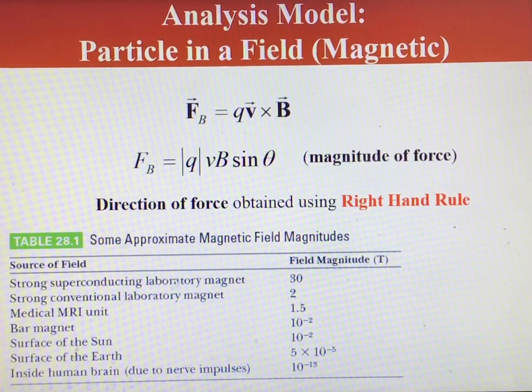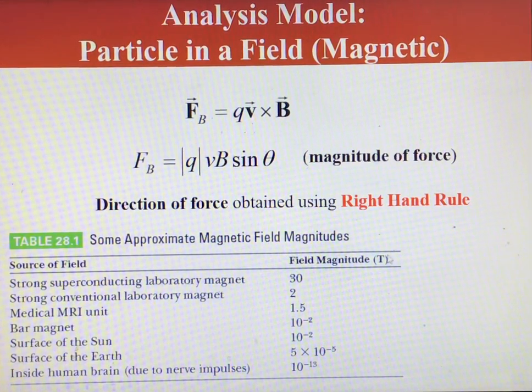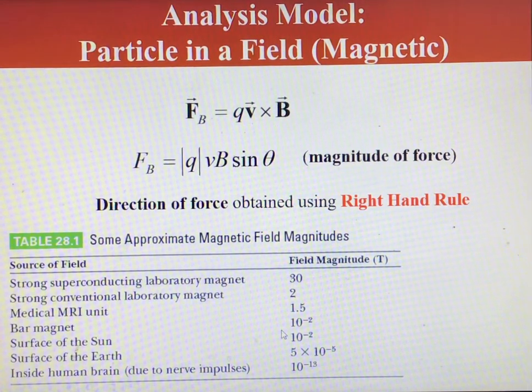This table shows you some examples of some types of magnetic fields. For example, the magnetic field produced by the Earth is about 5 times 10 to the negative 5 teslas. The magnetic field used in the hospital to produce the magnetic resonance image is about 1.5 teslas. So the unit for magnetic field is measured in teslas. This is just showing you some examples of different types of magnetic fields and what their strengths are.